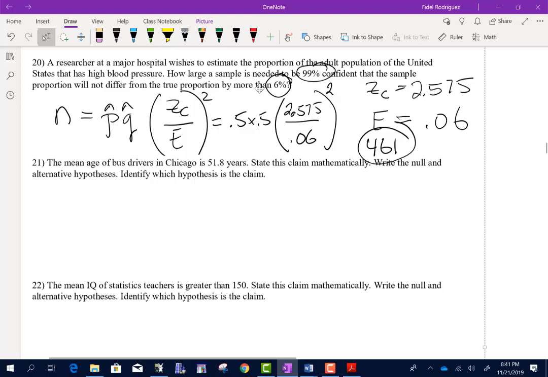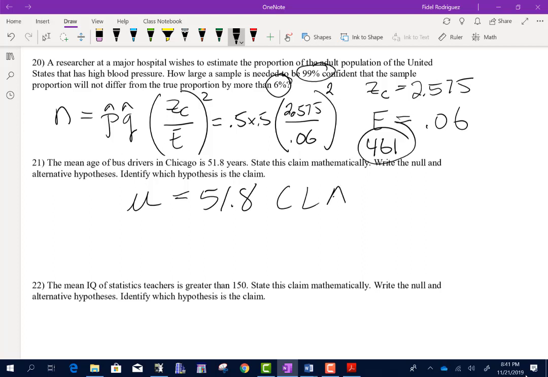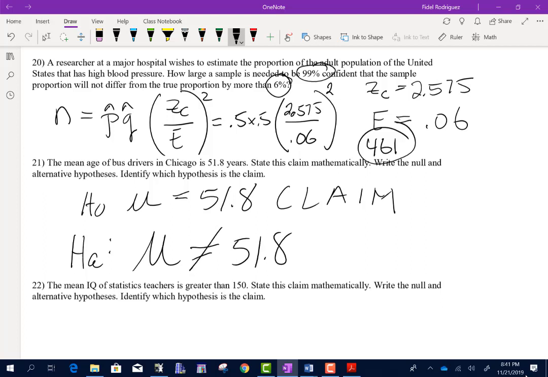Okay, but look at 21. So guys, if you look at 21, is it asking me for a formula or anything like that? No, right? So 21 is just saying, look, the mean average of bus drivers is 51.8 years. State the claim mathematically. So guys, wouldn't I say mu is equal to 51.8? And wouldn't that be our H0? Very good. So then this is going to be my H0. So then our HA is going to be that it's not equal to 51.8, right? That's all you're doing for those, right?